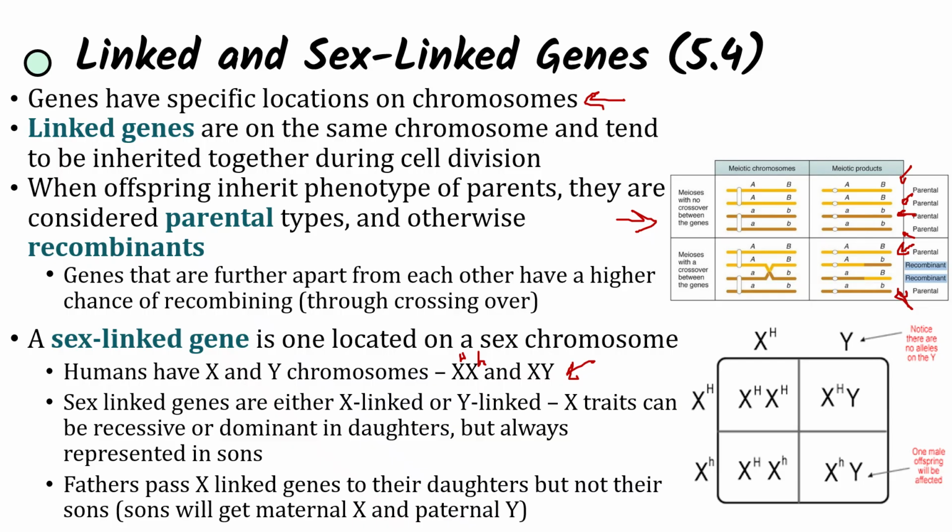Fathers pass their X-linked genes to their daughters, but not their sons, because sons will get the paternal Y chromosome. If we look over here, there's this male who is dominant for this X-linked trait, and there's the Y chromosome, and then the female who is dominant for the X-linked trait in one allele and recessive in the other, so a heterozygous individual for the X-linked trait. Offspring can either be a daughter that is homozygous dominant, a daughter that is heterozygous, a son that is dominant for the trait, or a son that is recessive for the trait.